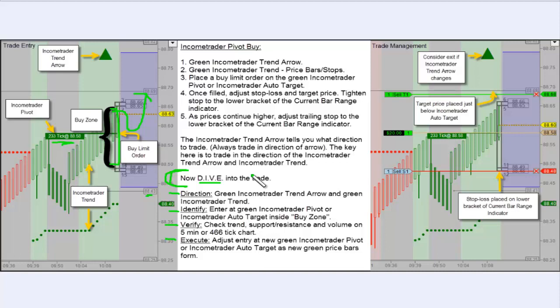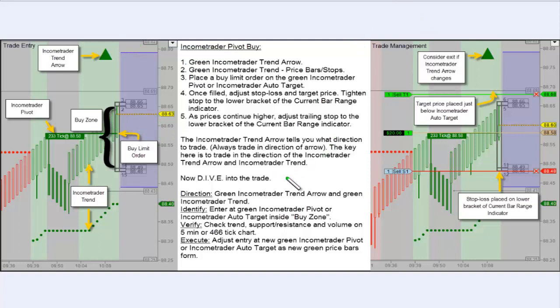This is where a lot of people, traders in general, fail to verify what the actual trend of the market is. Yeah, sure, we have a chart here that gives us a green arrow and green price bars. That's the start. But if I'm looking at my 5-minute or 466 chart and it's doing this, is that a trend? No. It's consolidation, right? If the market's consolidating, do I really want to take this trade, knowing that I'll just get filled and the market will just chop around and maybe stop me out or just sit there forever? No, I don't want to do that.